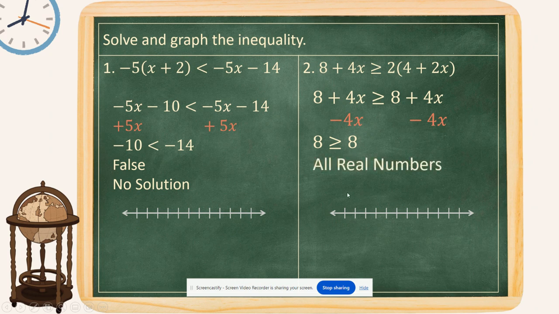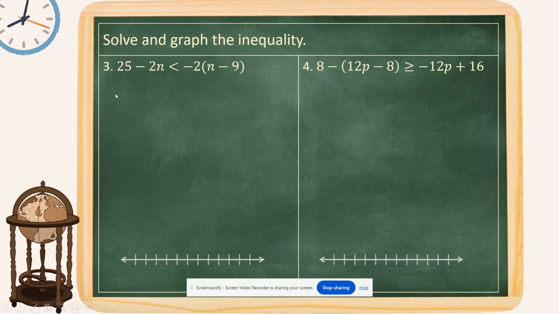So it would be all real numbers. The way a graph looks with all real numbers is a double-sided arrow that goes both ways. With no solution, you don't put anything on the graph. With all real numbers, you need a double-sided arrow that goes both ways. So here are a couple of examples of all real numbers and no solution. Again, notice in both of them our variables got canceled out. That should be our first alert that we're going to have an unusual solution.